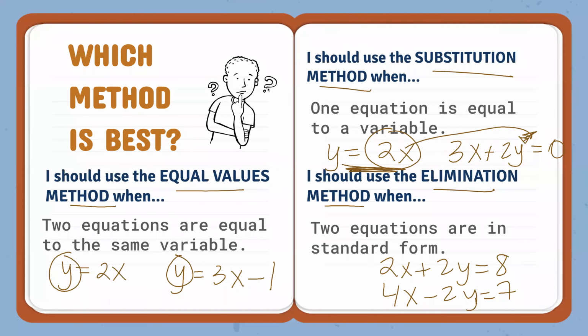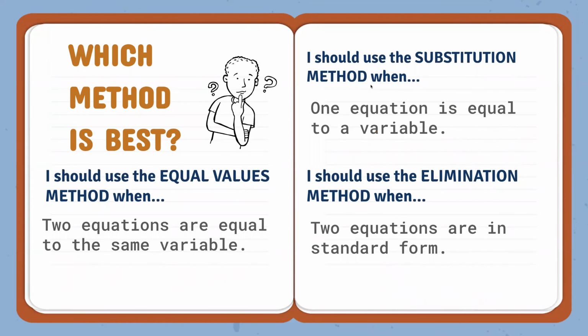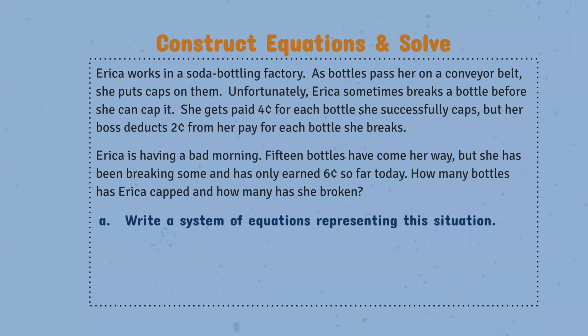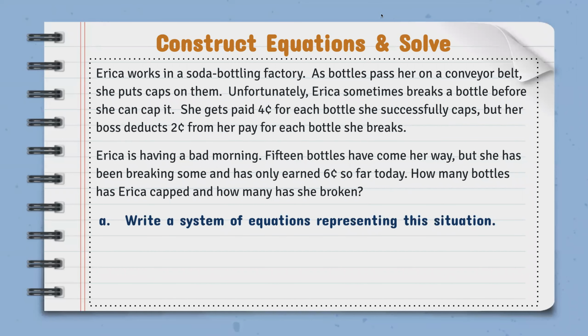So now that we've reviewed when to use which method for the most efficiency, let's go ahead and try it with a word problem. I know these can be difficult, but let's work through it together. So Erica works in a soda bottling factory. As bottles pass her on a conveyor belt, she puts caps on them. Unfortunately, Erica sometimes breaks a bottle before she can cap it. She gets paid 4 cents for each bottle she successfully caps, but her boss deducts 2 cents from her pay for each bottle she breaks.